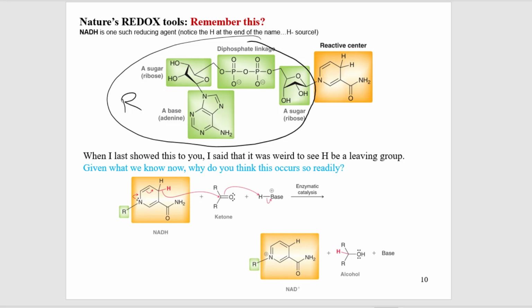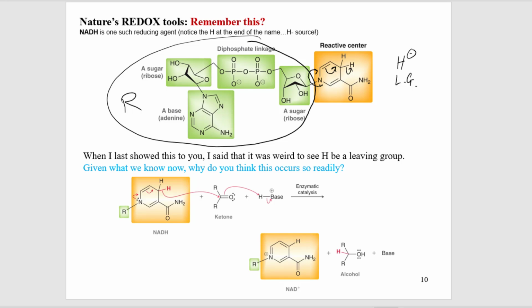was that the nitrogen of this ring system was dumping its electrons in, pushing these electrons over, and we saw an H minus as a leaving group. And we were like, what? And I told you, just hang in there. It'll all become clear.